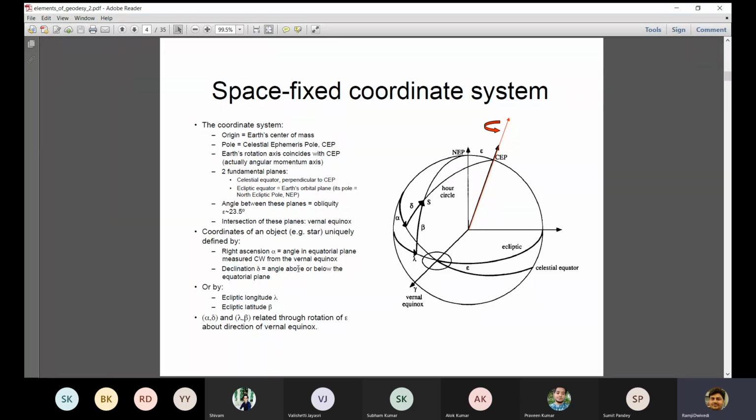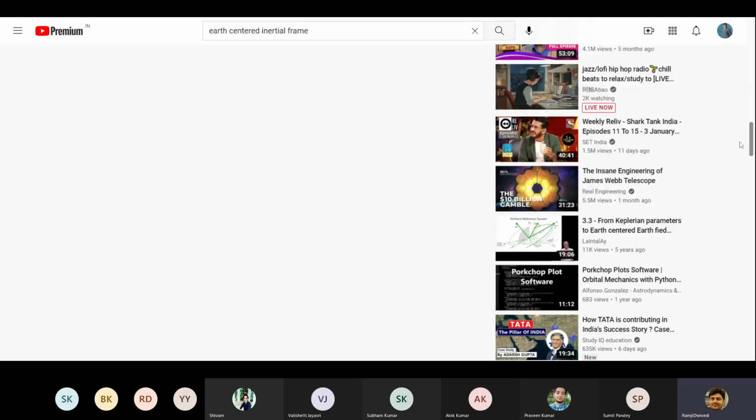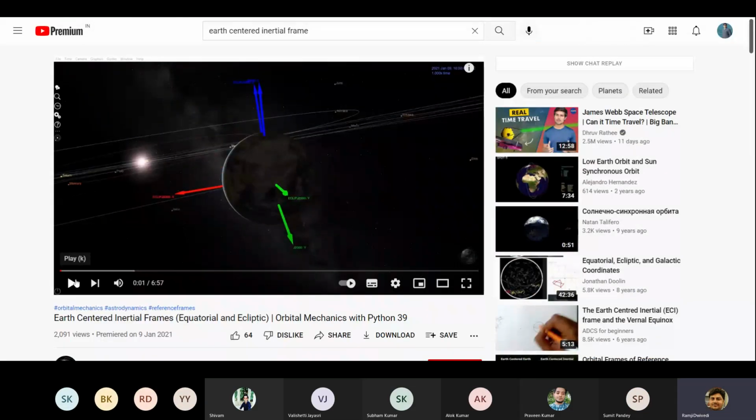I'll stop here and share one very nice figure which I have just seen. In fact, I saw it in the last class itself, but I'm sharing it again for you. This is a very good figure.